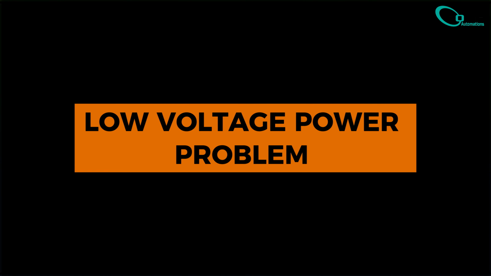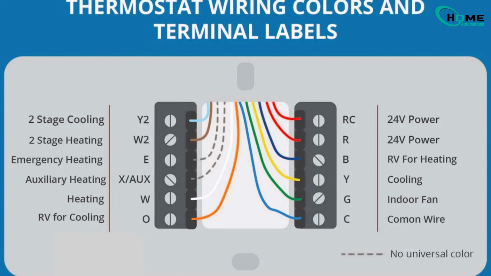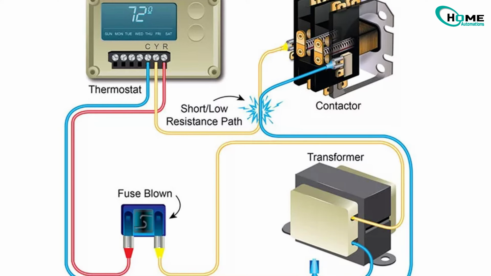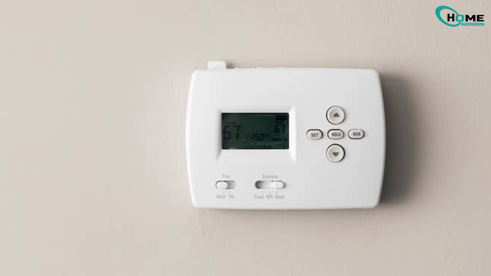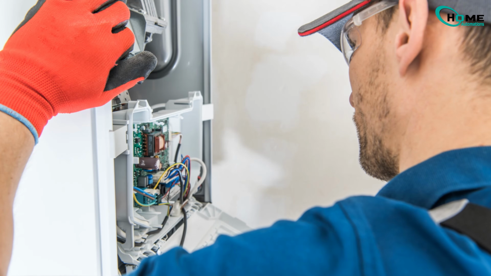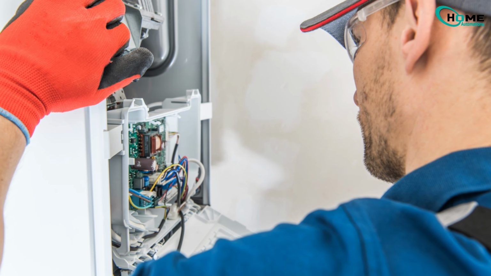3. Low voltage power issue. Low voltage wiring runs between your thermostat and HVAC system. If a wire gets damaged, shorted, or if the transformer fails, your thermostat will go blank. These issues usually require a professional since working with low voltage wiring can cause more harm if not handled correctly.